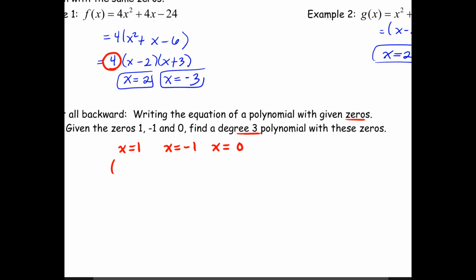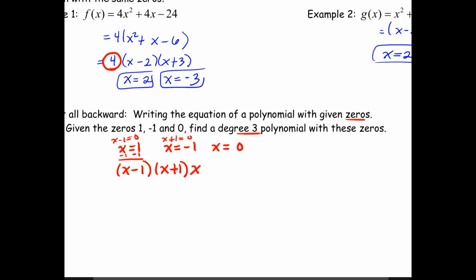Yep, if this came from x minus 1, this one would come from x plus 1, and this one would come just from an x. If you are unclear of how to get back to the factors, you're just basically setting these equal to 0. So you would get x minus 1 equals 0, x plus 1 equals 0, and x equals 0. That's where they came from.